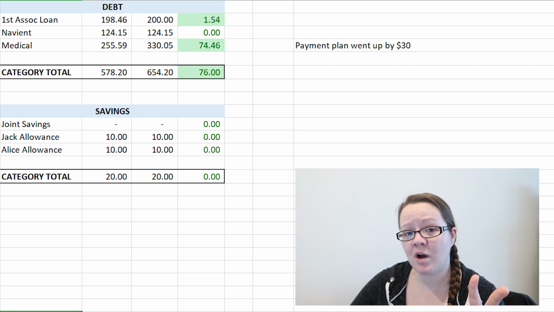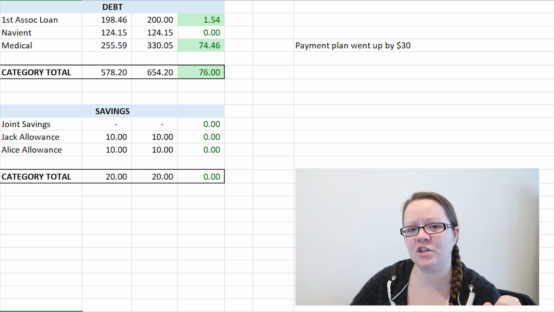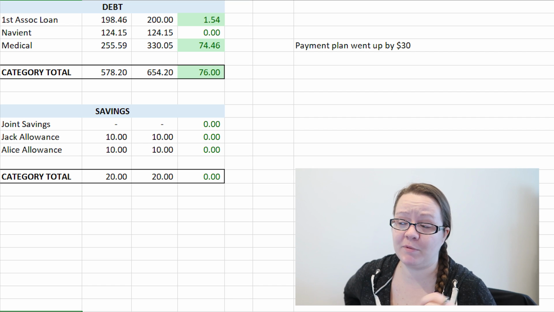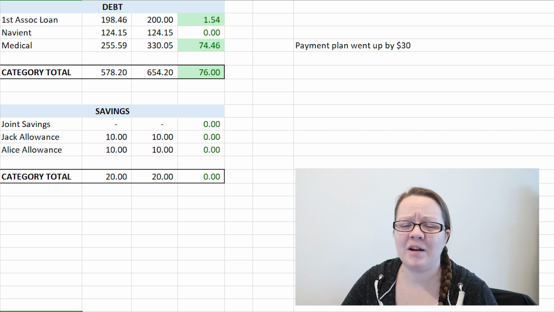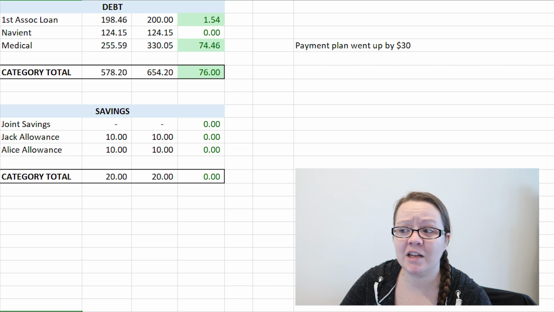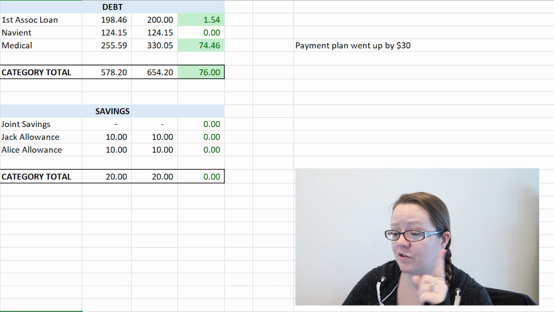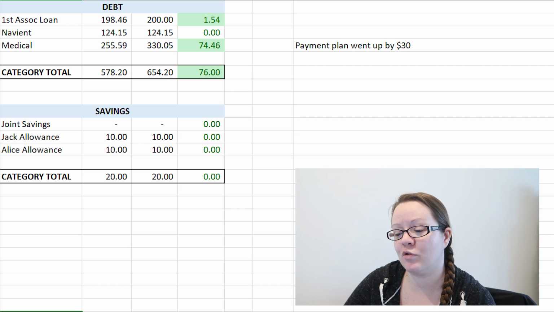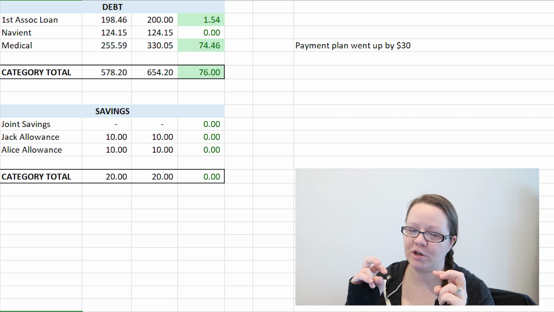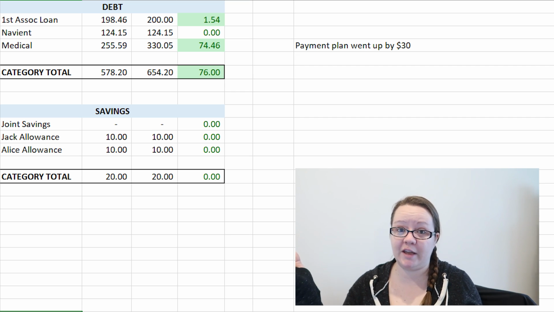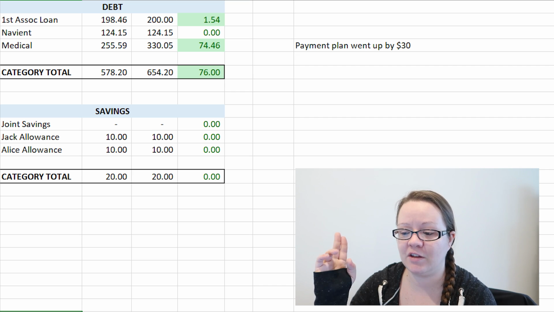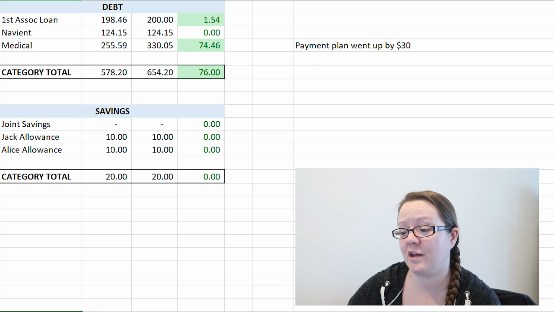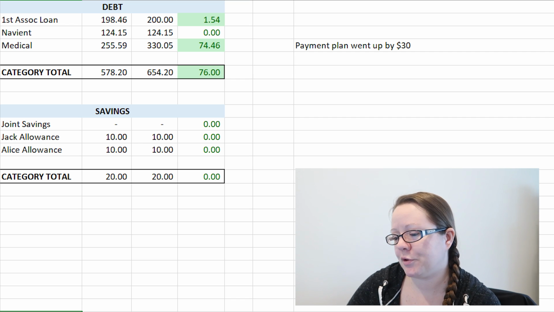I had a second one that I was paying like $60 a month on for spinal steroid injections in my back from the beginning of 2018. And that one only had a balance of like $130 left on it. So I just paid that sucker off. So that's why we went over budget by $74.46. We paid off more debt. That's a good thing. I paid off one payment plan and the other one went up by $30. So that's what we're looking at there.